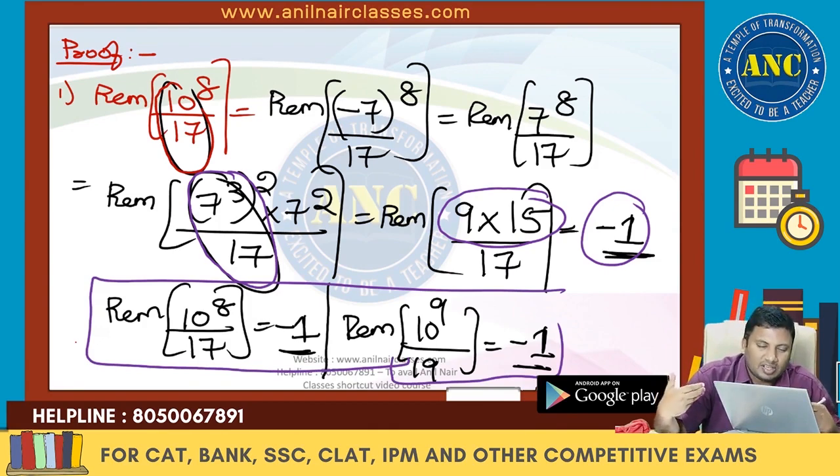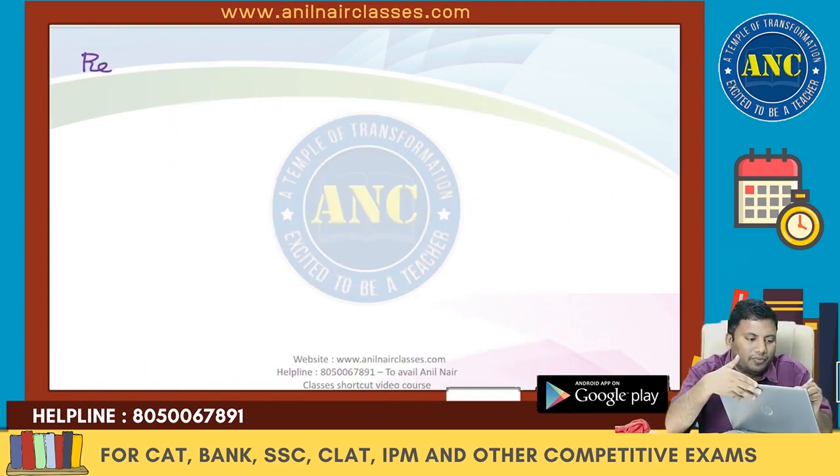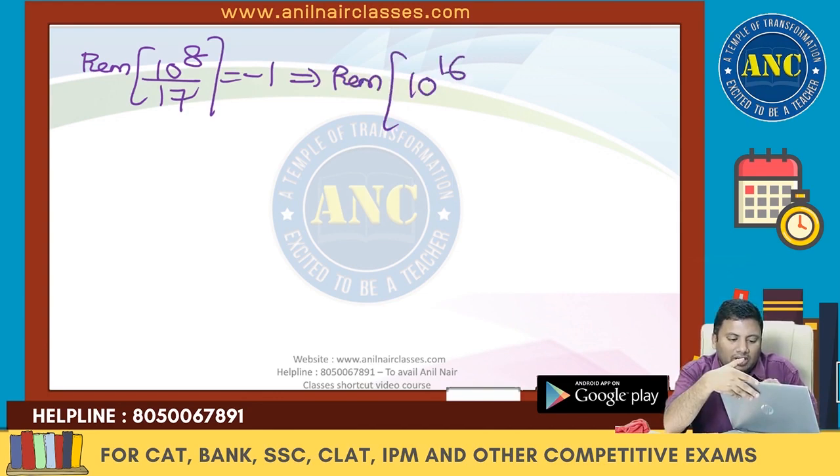Next slide. You will get a better understanding of this divisibility rule. 10 power 8 by 17 is minus 1, and 10 power 9 by 19 is also minus 1. Now see here. 10 power 8 by 17 is minus 1. How is it derived? It is derived from 10 power 16 by 17, which is 1. Similarly, that's how the previous divisibility rules are defined.